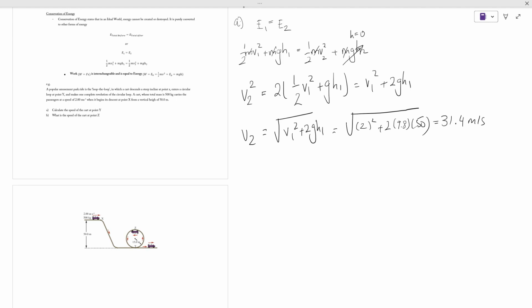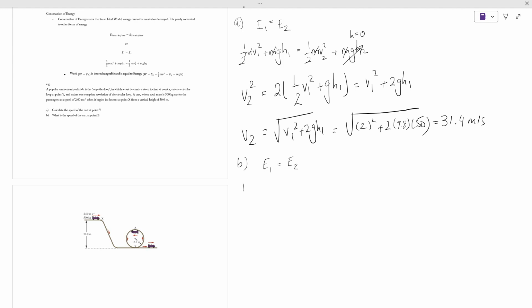So moving on with question B, we've got: what is the speed of the car at point Z? So very similar, we're going to use the conservation of energy. So total energy before equals total energy after. So E1 is equal to E2. You guys can put before or after. It's the same thing. We'll stick to one denotation.